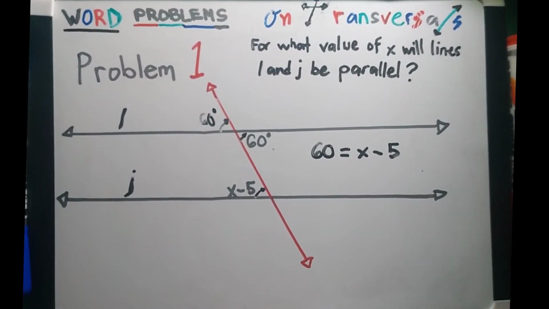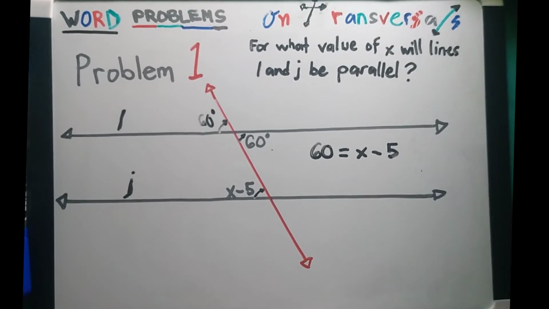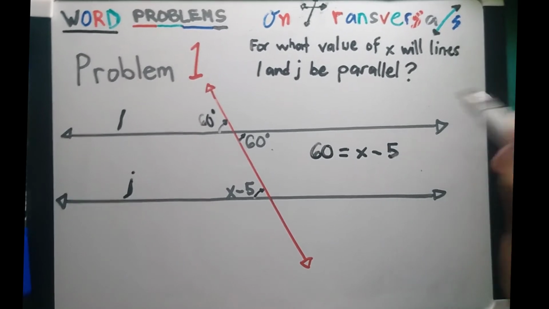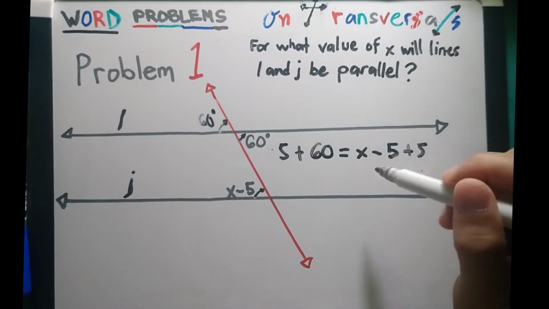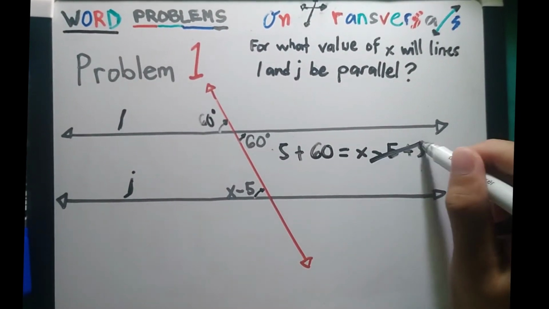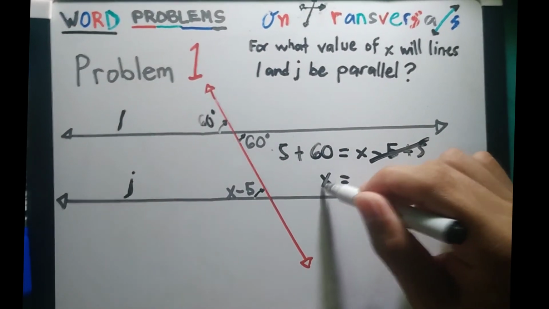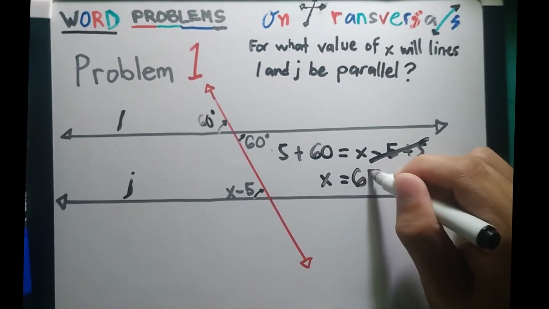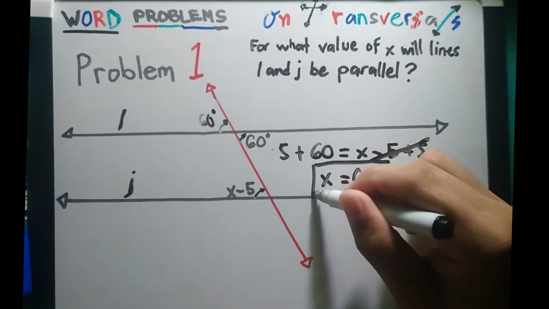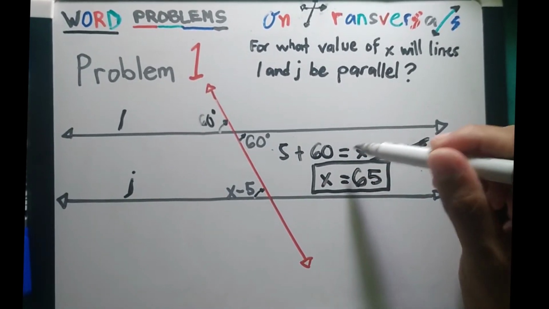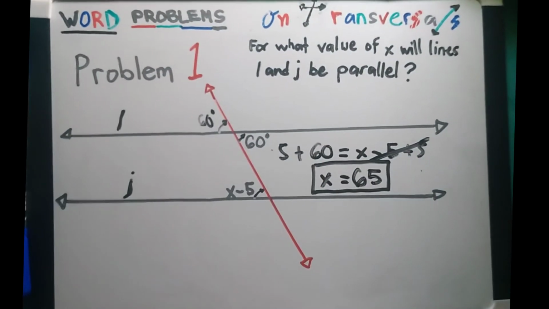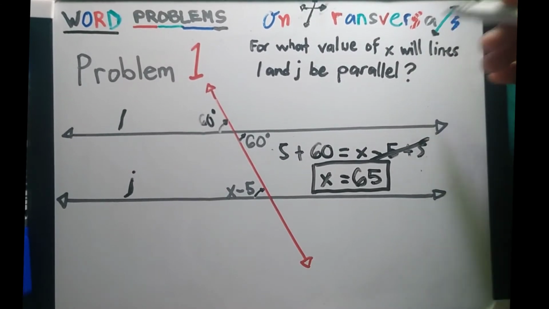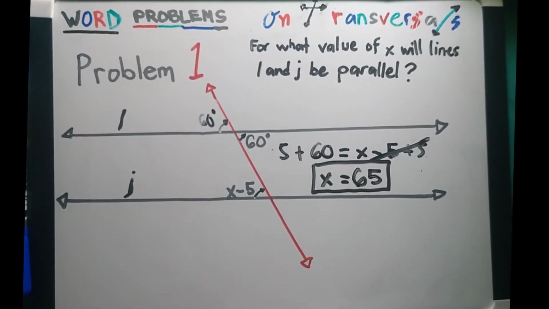Using basic algebra, or in this case, the addition property of equality, we will add the integer positive 5 to both sides. Negative 5 plus 5 is of course 0. So this expression will be cancelled, and we will be left with x now equal to 65. X equals 60 plus 5, hence the answer is 65. So the value of x that is being asked in the problem is 65 or 65 degrees.